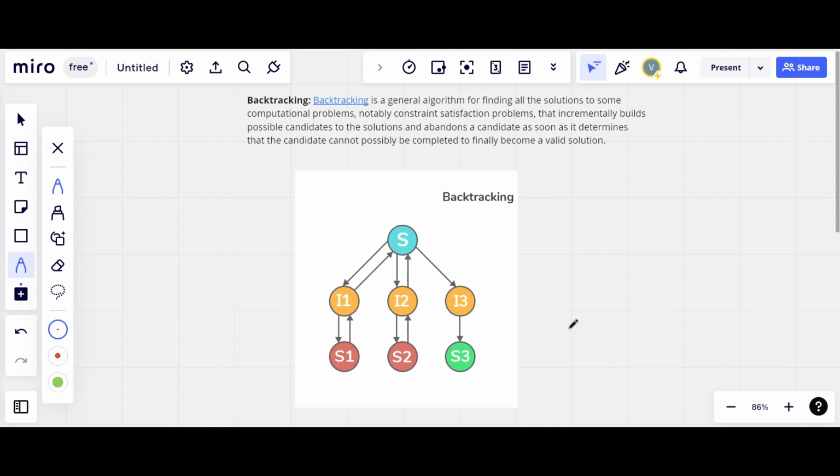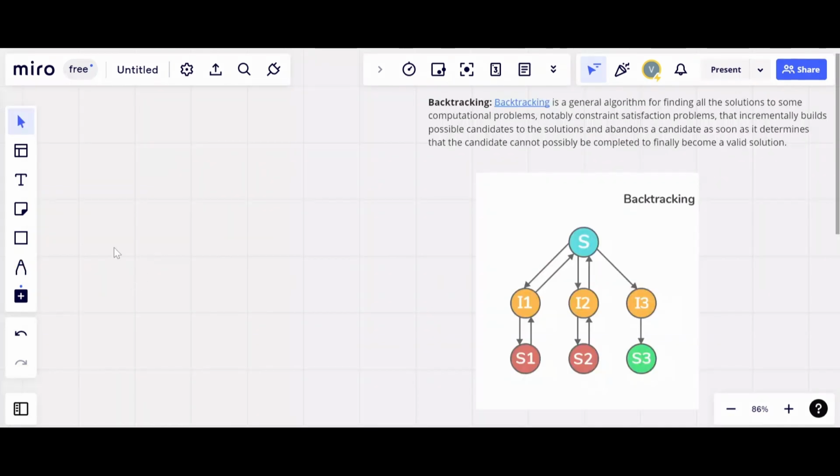Today we will see and learn about the backtracking concept. So let's read a statement which will give us an idea about the definition of a backtracking algorithm. Backtracking is a general algorithm for finding all the solutions to some computational problems, notably constraint satisfaction problems, that incrementally builds possible candidates to the solution and abandons a candidate as soon as it determines that the candidate cannot possibly be completed to finally become a valid solution. So let's see an example to better understand this definition.